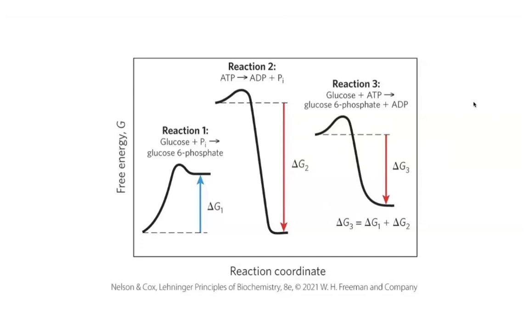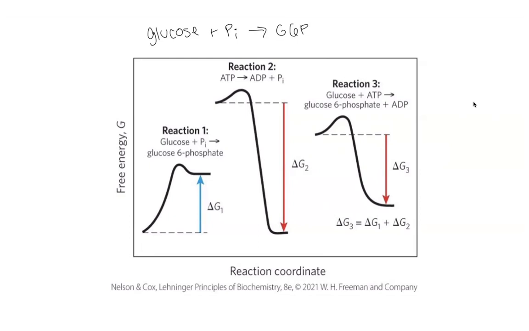So yes, we had to put in energy to make that ATP, but once we've gotten the ATP, now we can use it to drive reactions that are not going to be energetically favorable on their own. And so this is what we see here. In this example, we have glucose plus inorganic phosphate goes to glucose 6-phosphate.